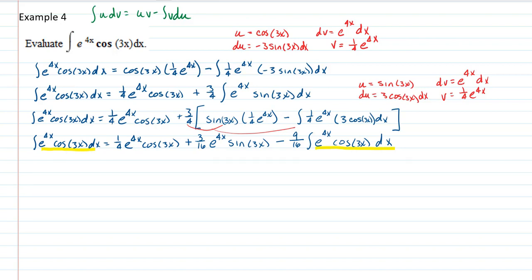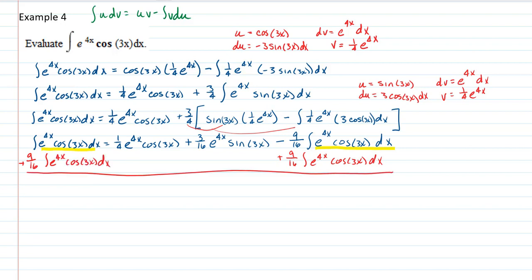So I'm going to add 9/16 integral of e to the 4x cosine 3x dx to both sides of the equation. Remember, what you do to one side, you have to do to the other. And this is the part that's probably very different from anything you've ever done before with calculus. But you've added variables to both sides of an equation before. Just think of that integral as if it were a variable.